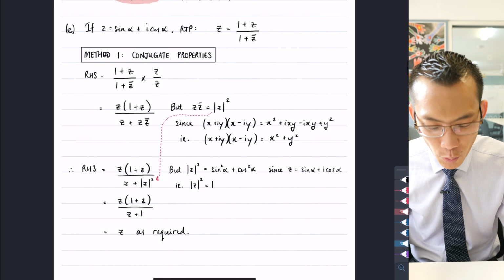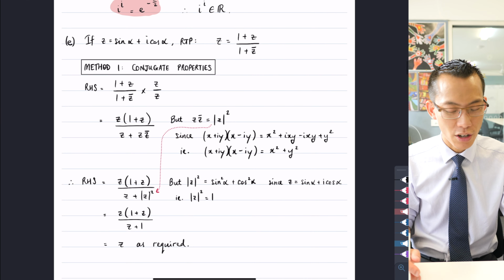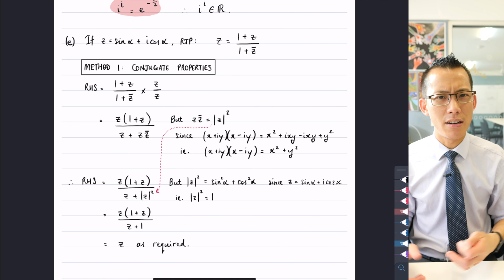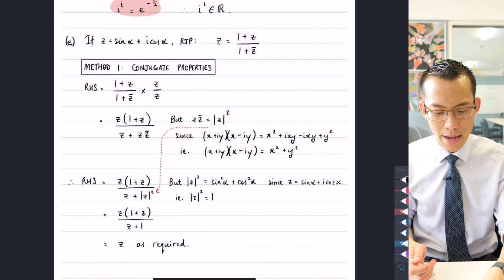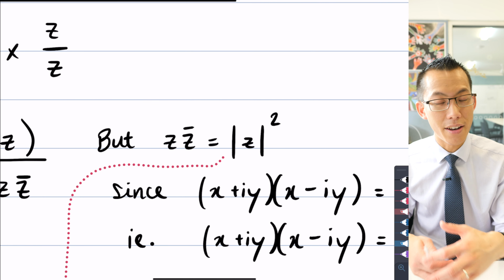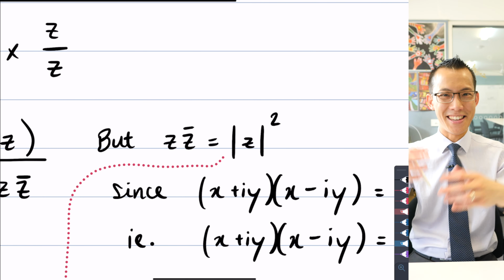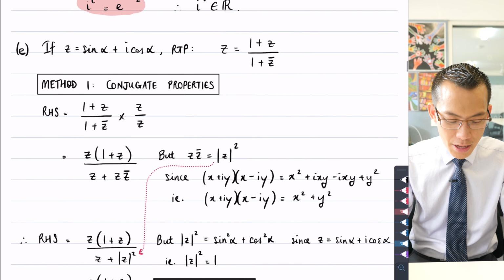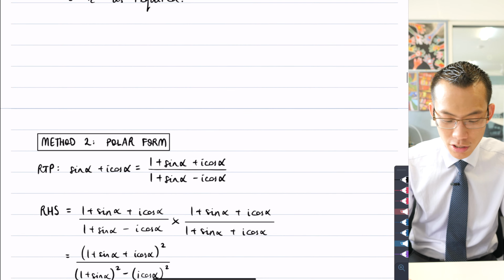Now this is a really clever way of doing it if you are new to that conjugate property, but a lot of you might have said, oh, how did you think of that, right? Like maybe this result here, z bar equals the modulus of z squared, didn't immediately rise to your brain, and that's fine. There is a second method. It's a bit longer, but it works just fine.